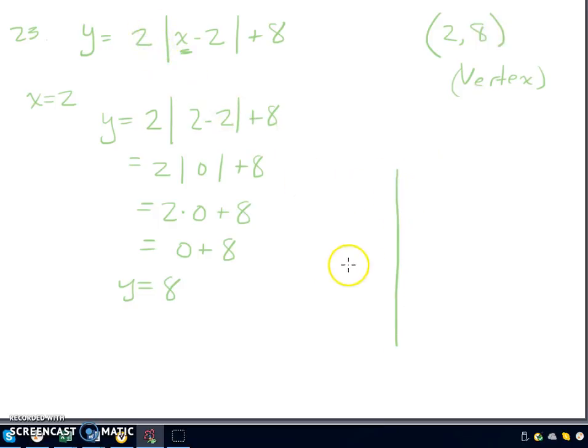Okay? 1, 2, 3, 4, 5, 6, and 1, 2, 3, 4, 5, 6, 7, 8, 2, 8. There's my point. That's my vertex right there. It's a positive graph. It's a whole number, so it's probably not going to be too fat. And it's going to look like that.